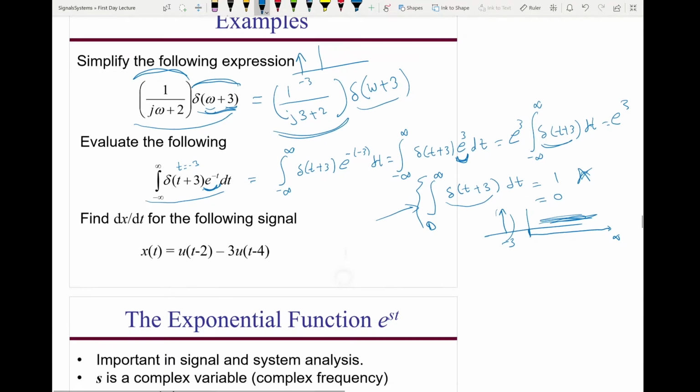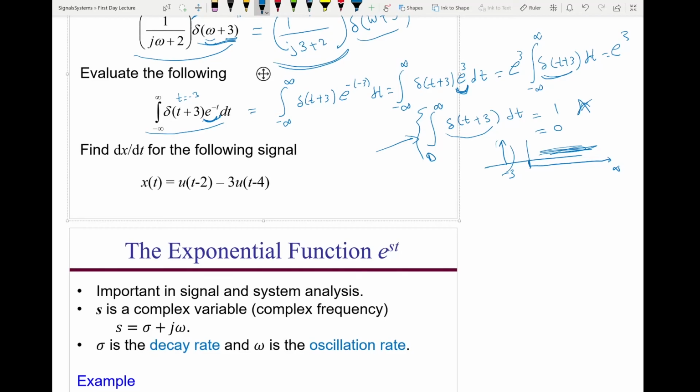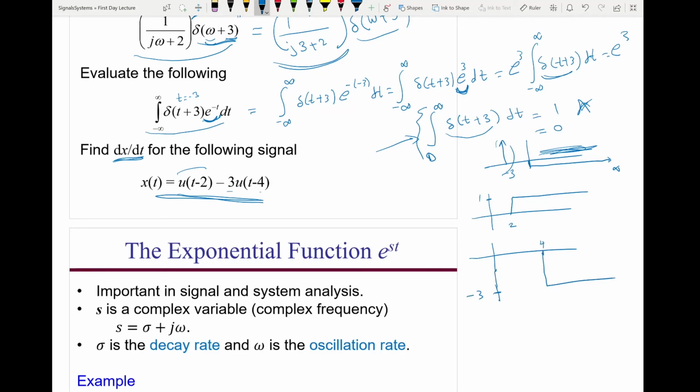Okay, let's look at this example. Here we want to find the derivative of this function. So one way is to plot this function. If I plot it, it consists of a unit step function shifted 2 units, and the amplitude is 1. Then there is a unit step function starting at 4 with amplitude minus 3. If I add these, I will get this. From 2 to 4, it's 1 minus 0. And from 4 to infinity, it's minus 3 plus 1, so that's minus 2.